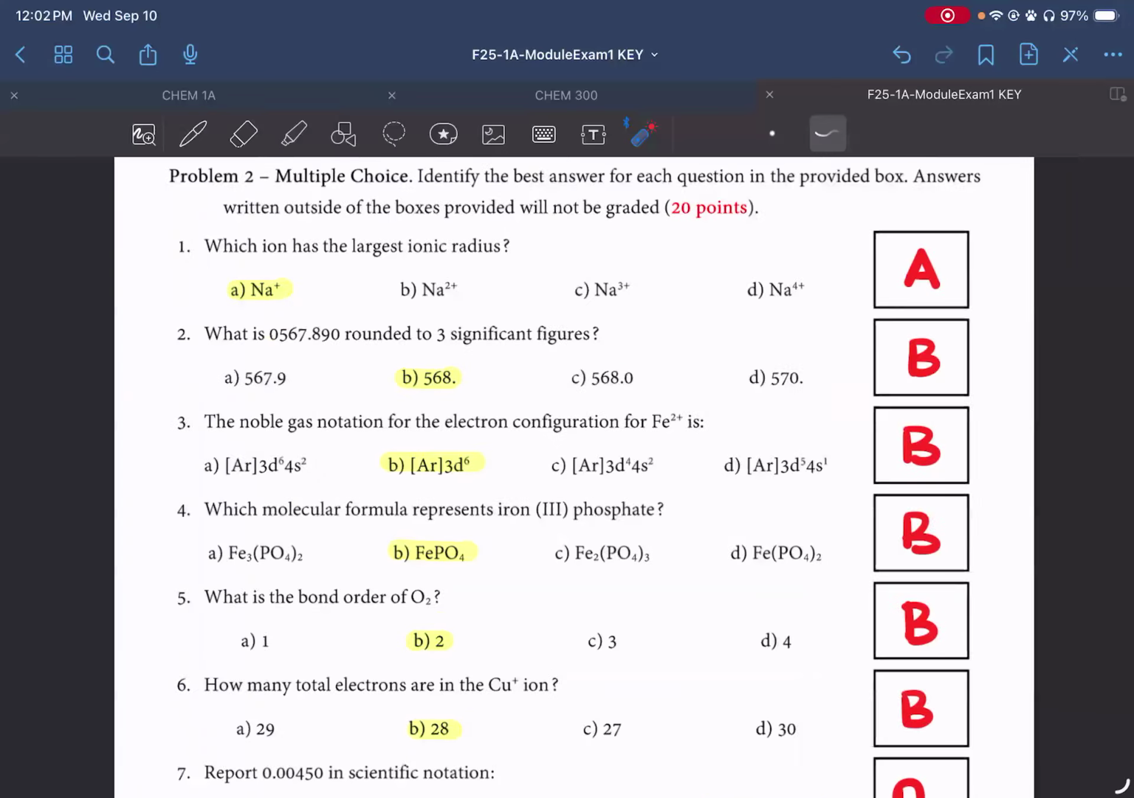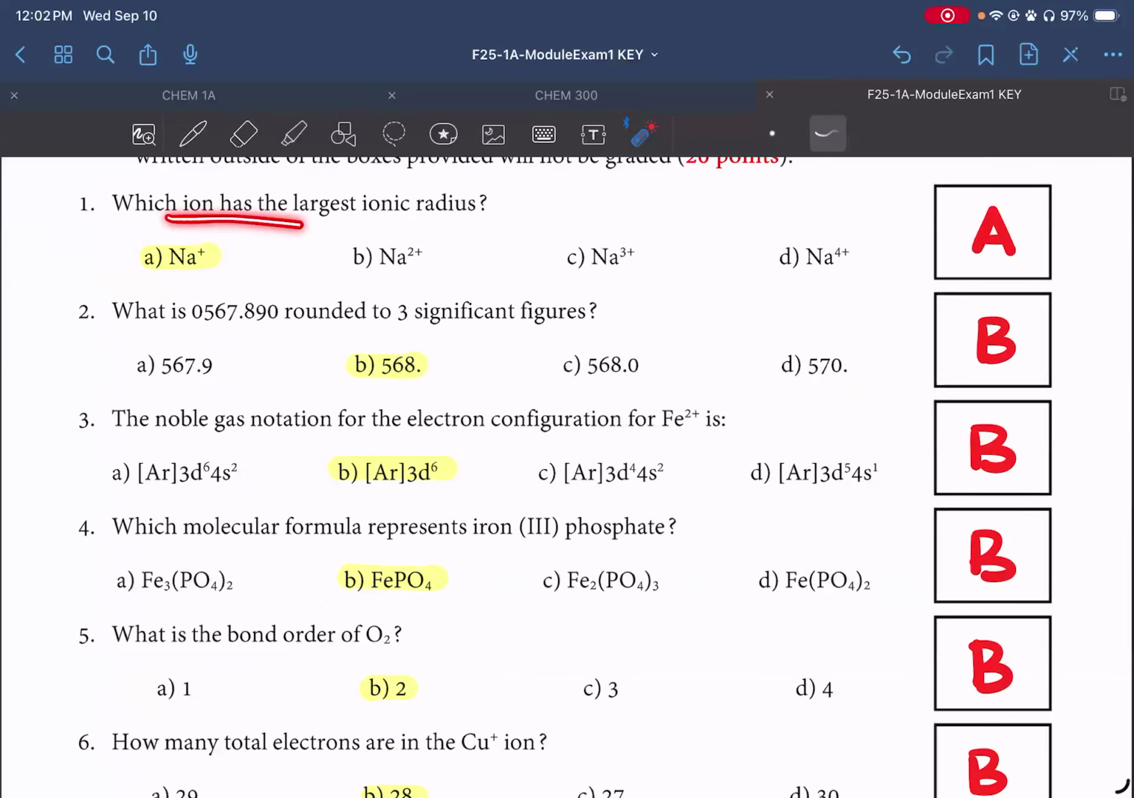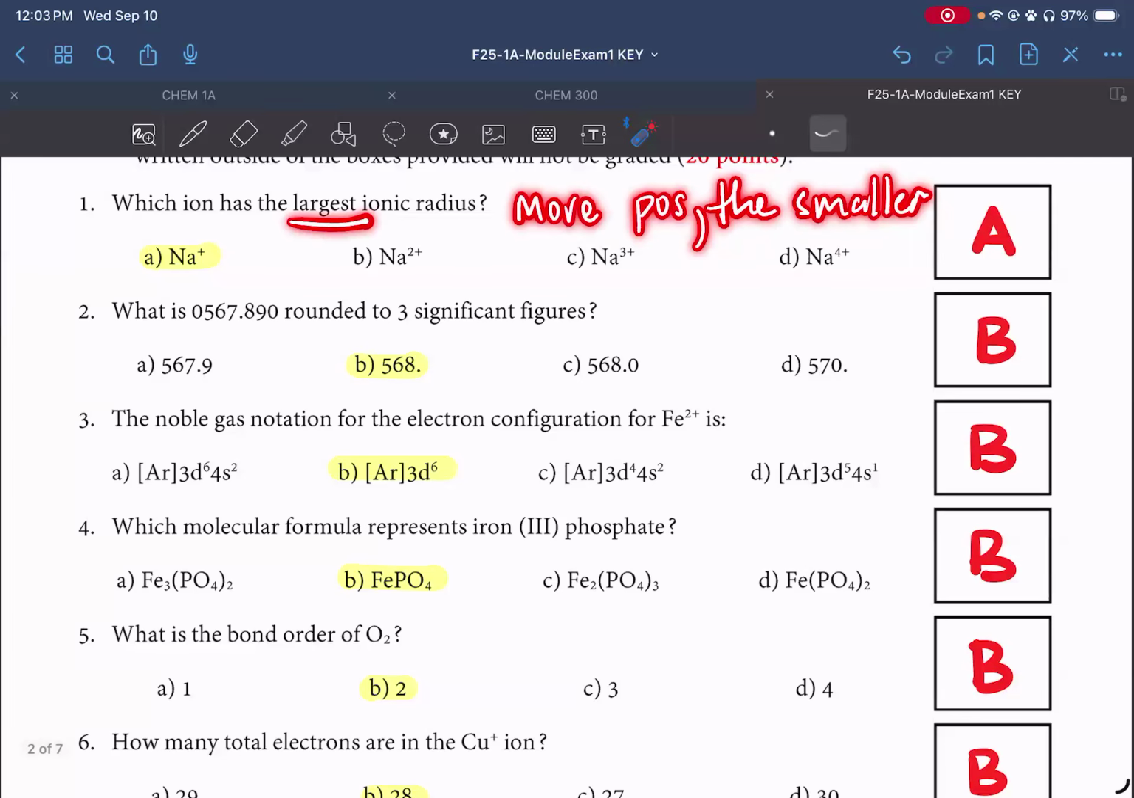The multiple choice was also a standard performance, just talking broadly. Which ion has the largest ionic radius? If you recall, ionic radius does not have a trend. It instead depends on if it's positive or negative. What I had told you was the more positive, the smaller. So if we're asking for the largest ionic radius, we're looking for the least positive of the bunch, +1, +2, and +4. +1, of course, is the largest one.